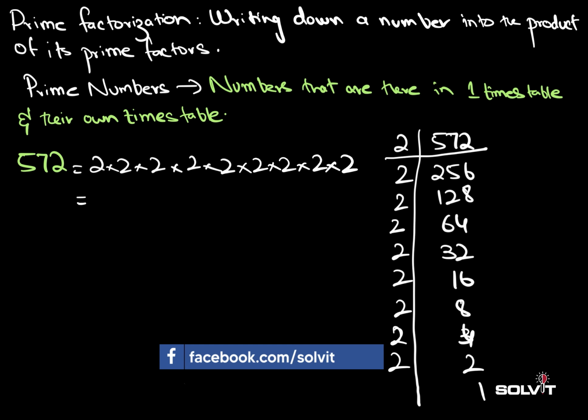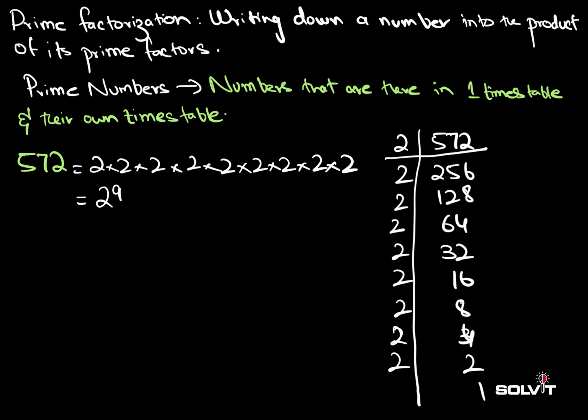I can also write it into another form that is called index notation form. That is this. This is called an index notation form. That is just squeezing the number of times 2 is there by writing it as a power. So let's just look at what are the applications of prime factorization. Prime factorization basically helps us to figure out the HCF and LCM.